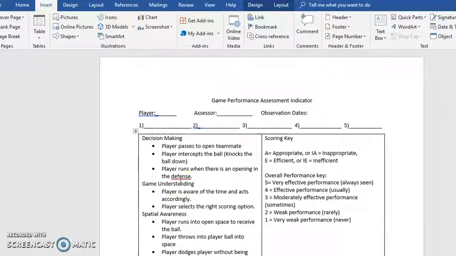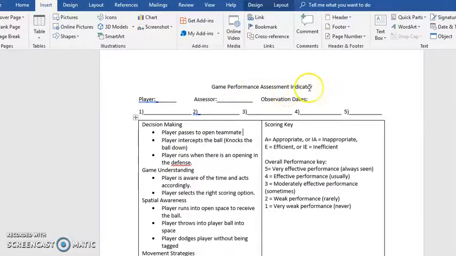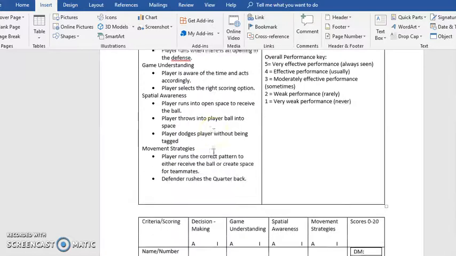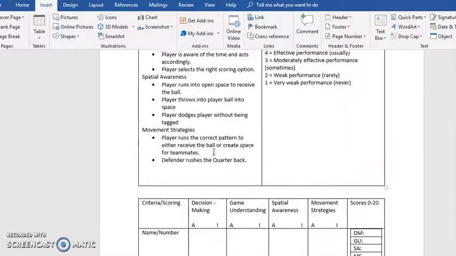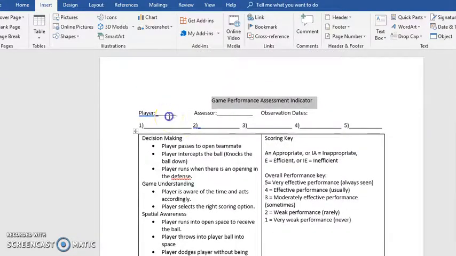Alright, so what we're going to do is quickly go through what a game performance assessment indicator is. This is attached to your online lesson and the teacher has a hard copy for you. First things first, put the player you're observing. If you're in a practical setting, you're going to pick someone in the class and observe them at least 5 times.